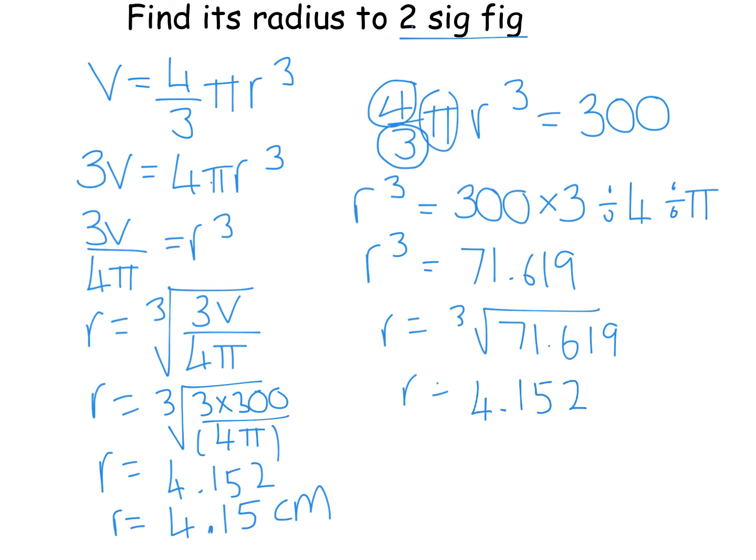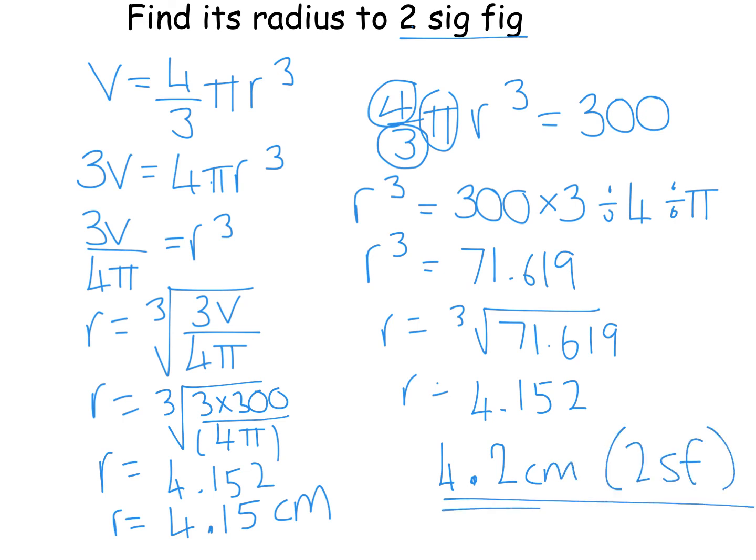So you're probably shouting at me, what's she doing? So I'm going to go back to this bit over here, and I'm just going to change my answer to 2 sig fig. It should actually be 4.2 centimetres if I round this to 2 sig fig. So it's silly me. So that's me done all the examples I cover.